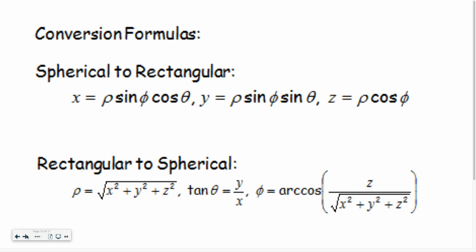I think these things single-handedly have the worst letters I've ever seen. They have the most what? Letters? Symbols? Things that aren't numbers. Isn't that just z over rho? Phi equals arc cosine of z over rho. Yeah.